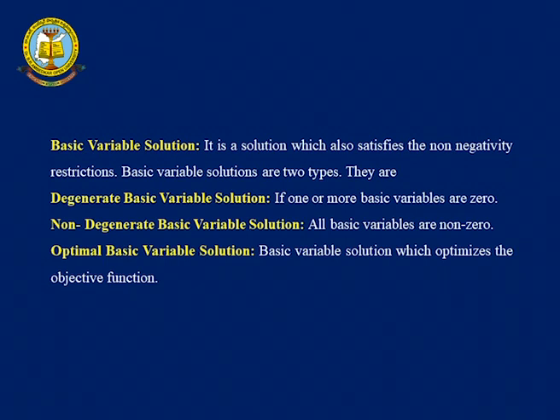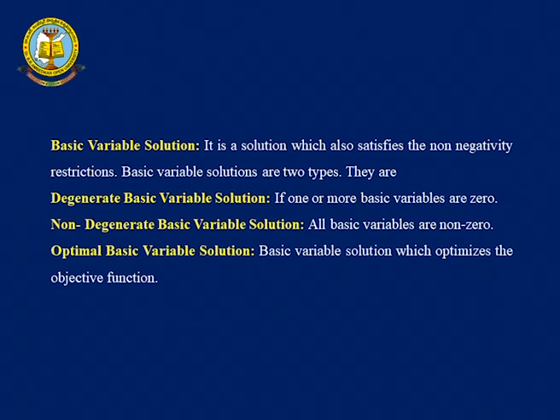If one or more basic variables are zeros, then that kind of solution is known as a degenerate basic variable solution. Next, coming to the non-degenerate basic solution: if in the given problem all basic variables are non-zero, then that kind of solution is known as a non-degenerate basic variable solution.